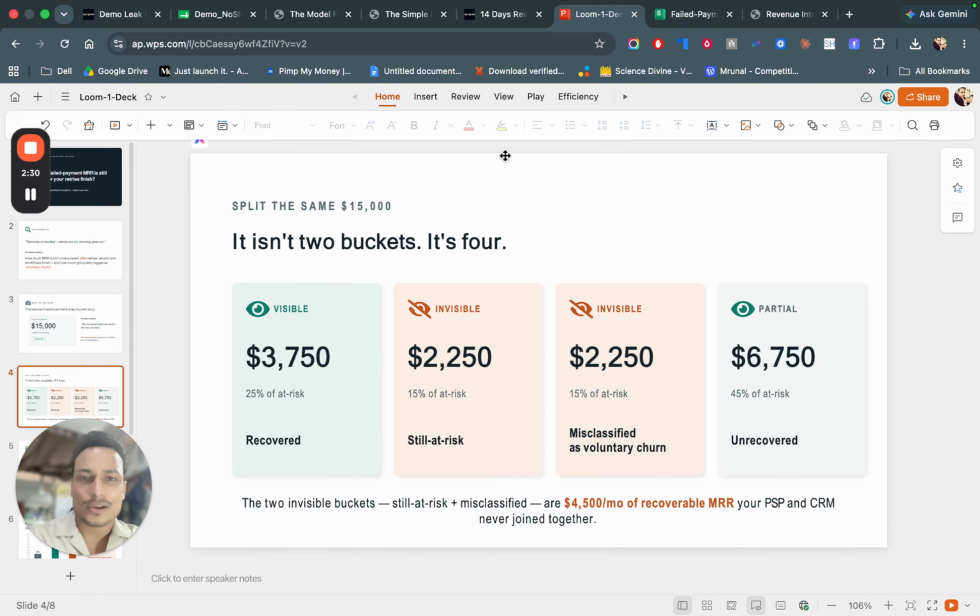The two middle buckets, still at risk and misclassified, are recoverable money that's currently invisible, because your payment tool and the CRM aren't talking to each other and don't know what's actually churning because of the failed payment versus what's churning because of other reasons. The gap is the whole opportunity.